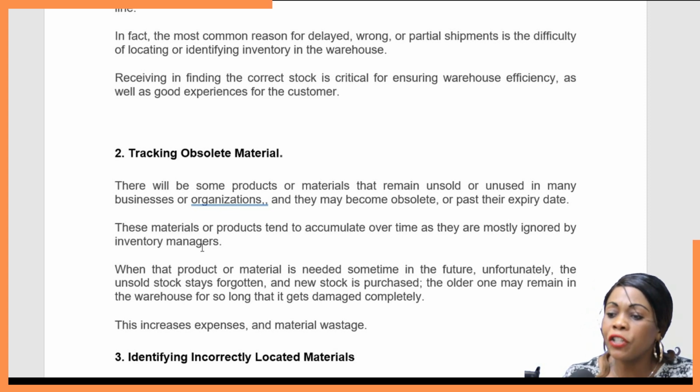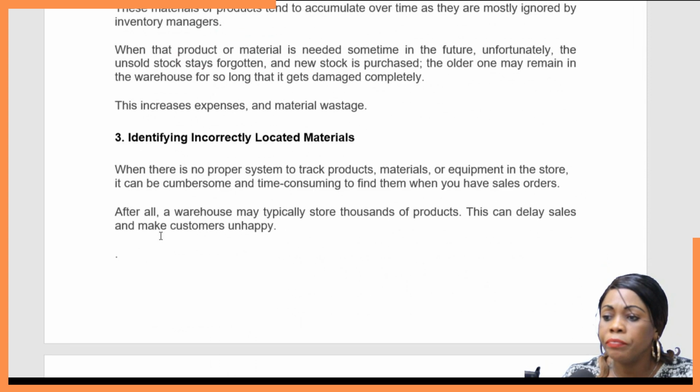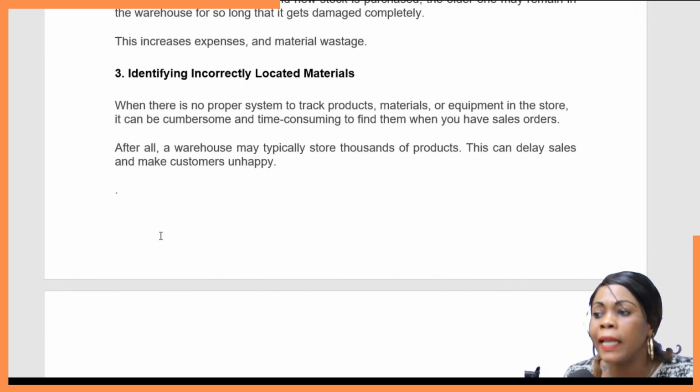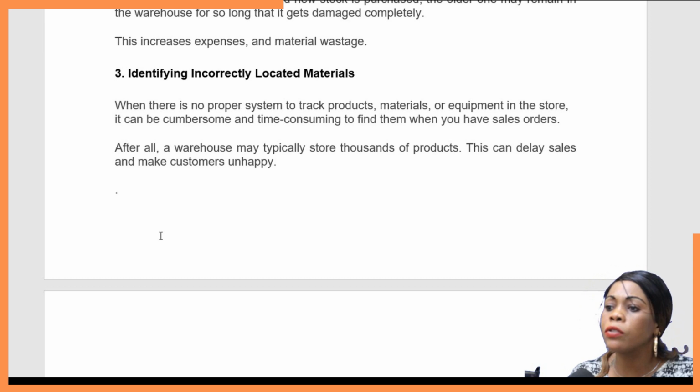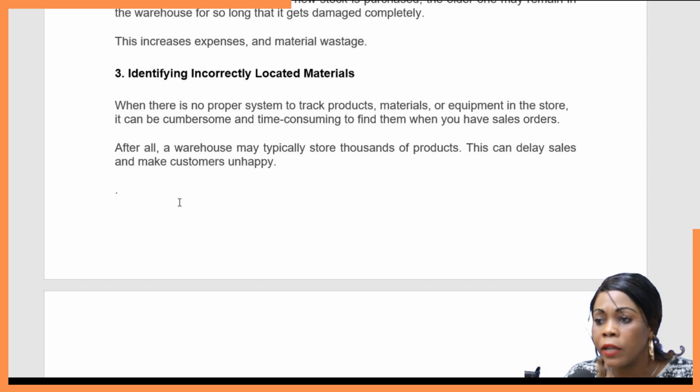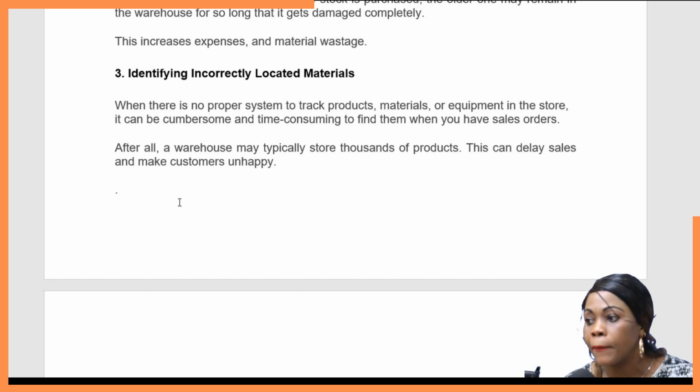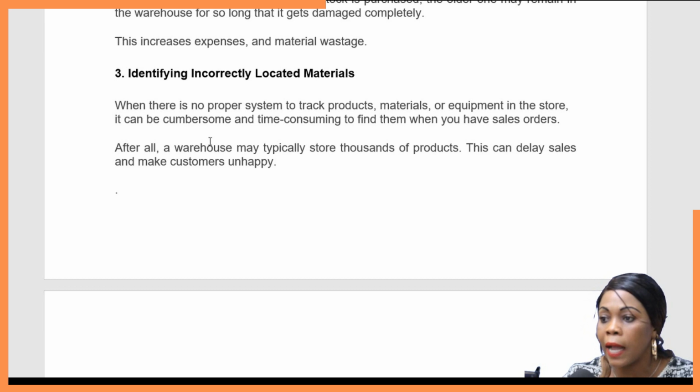Another challenge is identifying incorrectly located materials. When there is no proper system to track products, materials or equipment in the store, it can be cumbersome and time consuming to find them when you have sales orders. After all, a warehouse may typically store thousands of products. This can delay sales and make customers unhappy.